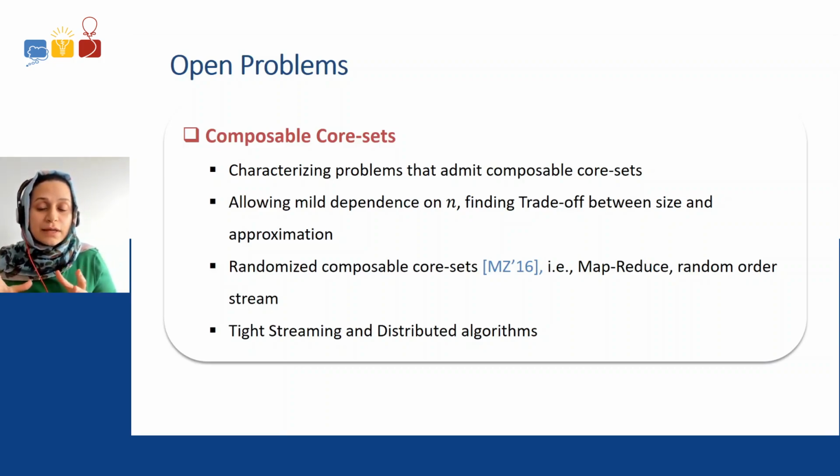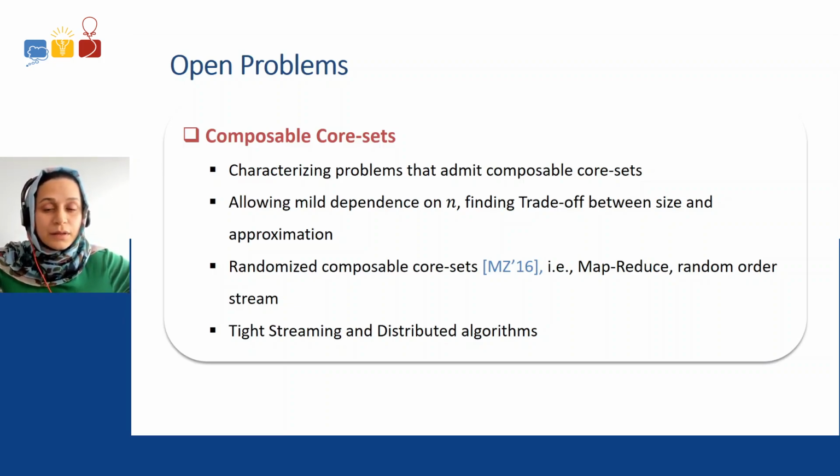I also said that having a composable coreset for a problem means that we have a streaming algorithm and a distributed algorithm for the same problem, but they're not necessarily optimal. So what is the relation here, and what are the best algorithms in other models for the problems that we discussed here?